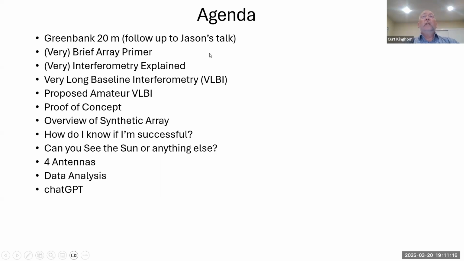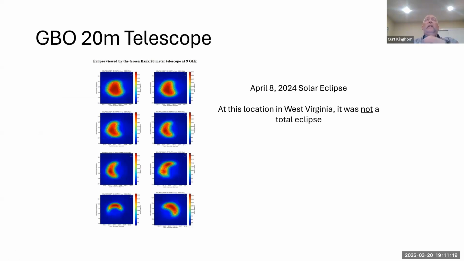So let's see, there we go. These are actual images produced by the software program that controls the Green Bank 20 meter telescope. Last year when we were at the Western Conference down in Texas, there was a total eclipse there. In West Virginia, where the 20 meter is, it was not a total eclipse. The way you read this image is you start down in the lower left, and as time goes on, you go up the left side, across and down. And as you can see, actually it's the other way around.